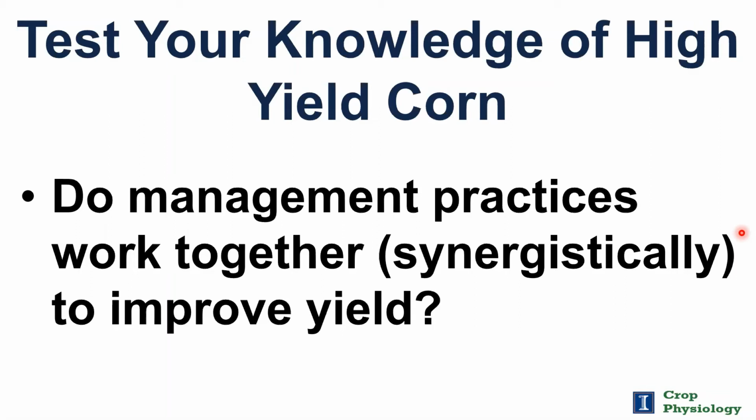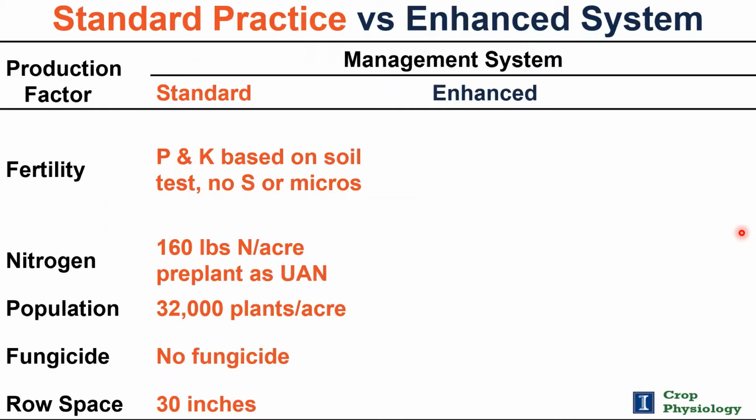And so that's what we've come up with: our standard management practice, and we're going to compare that to our enhanced management system. Our standard management practice, as I already said, is P and K based off the soil test value, which is almost always you don't need P or K fertilizer here in Illinois. No sulfur, micronutrients. Nitrogen, we're going to fertilize based off the maximum return rate, which is usually 160 pounds of nitrogen. Pre-plant population, we're at the average U.S. planting density, 32,000 plants per acre, no fungicide, and then we're going to be in our standard 30-inch row system.